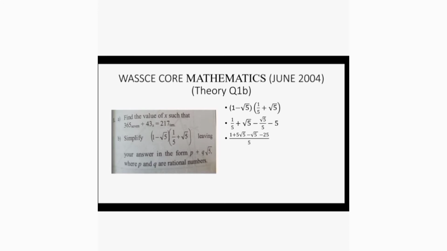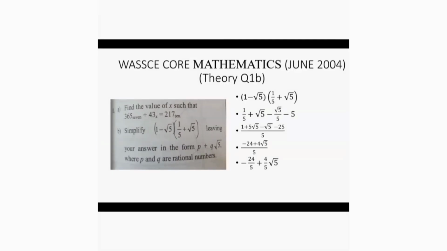Then minus 1 goes into 5, 5 times 5 will give us 25. Now if we add 1 and then minus 25, we get minus 24. If we add 5 root 5 and minus root 5, we get 4 root 5, which will then give us minus 24 plus 4 root 5 all over 5, which can be rewritten as minus 24/5 plus 4/5 root 5, where p is equal to minus 24/5, which is a rational number, and q is also equal to 4/5, which is also a rational number.